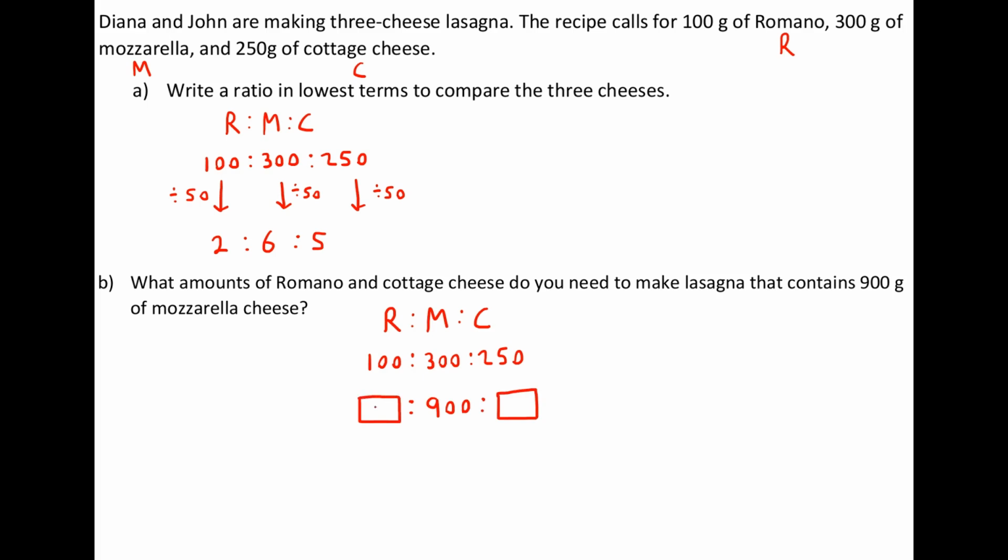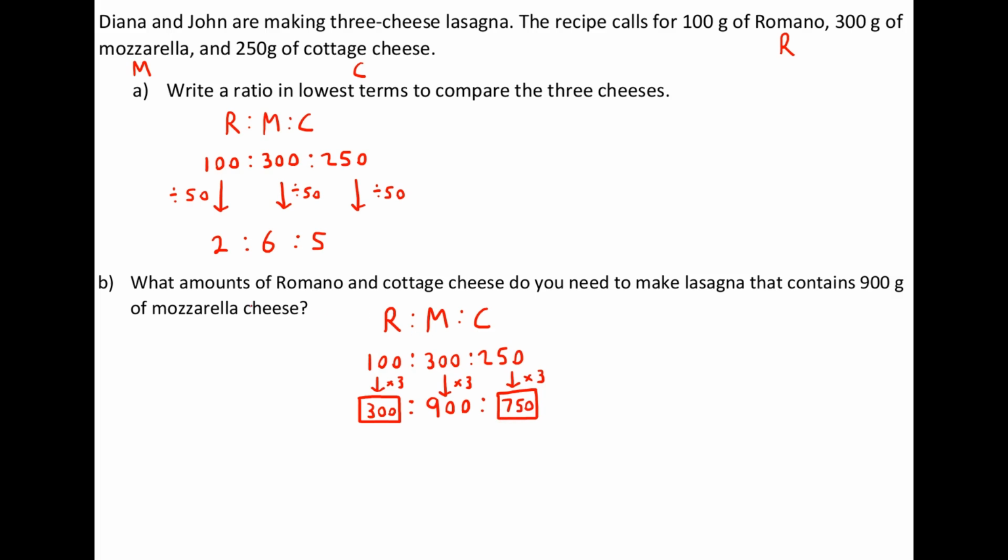I'm going to let this be an unknown and let this side be an unknown as well. So now let's ask myself this question. How do I get from 300 to 900? In this case, it would be simply times 3. So if I multiplied 300 by 3 to get to 900, I would simply do the same for 250. And for 100, I would multiply everything by 3. So in this case, 100 times 3 is going to be 300. And 250 times 3 is going to be 750.